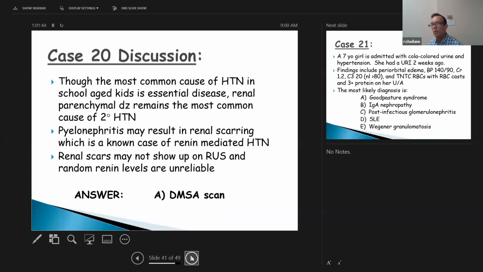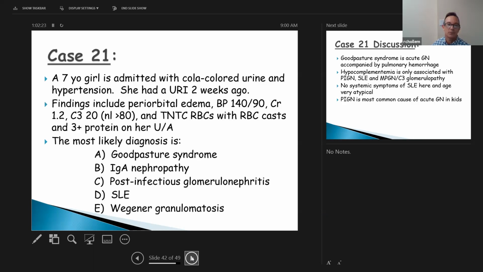Now, I don't want you thinking that every girl that shows up with hypertension that has a history of a UTI and a mildly abnormal urine gets a DMSA scan. But that is a scenario where it would be the most helpful because it's more sensitive at showing parenchymal scarring than a renal ultrasound. You're going to get the ultrasound first, the cheaper, easier test, but you can miss a scar with ultrasound. And renin levels, in theory, this is renin mediated hypertension. That's why renal scarring causes hypertension. But renin levels are notoriously misleading and inaccurate.